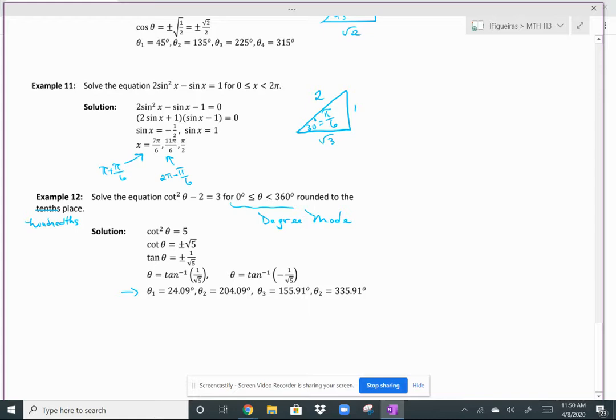But remember, tangent is positive in quadrants 1 and 3. And so this is in quadrant 3. That would be 180 plus 24.09. And then really you're just using your reference angle to get the other two answers. Tangent is negative in quadrants 2 and 4. So in quadrant 2, you're doing 180 minus 24.09. And in quadrant 4, you're doing 360 minus 24.09. So you get all of your answers listed right here.